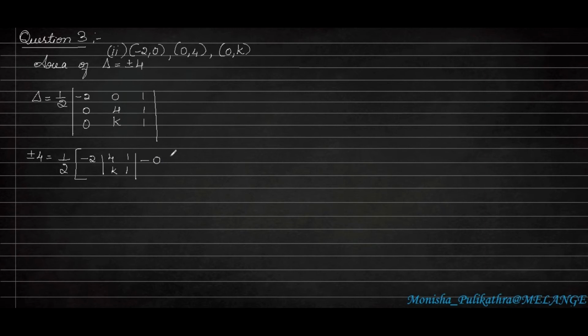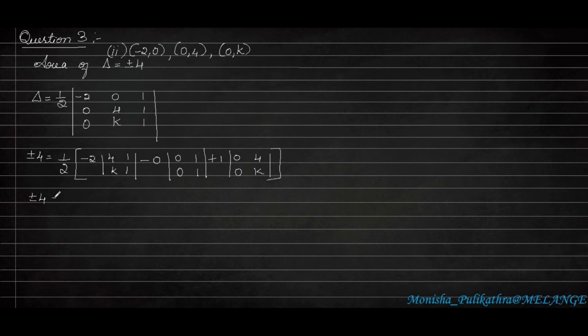The middle term is 0. The middle term should be designated with a minus symbol. When 0 is taken, this column and row will get cancelled. Remaining is 0, 0, 1, 1 and the last is plus 1. When I take 1, this column and row get cancelled. So 0, 4 and 0, k.